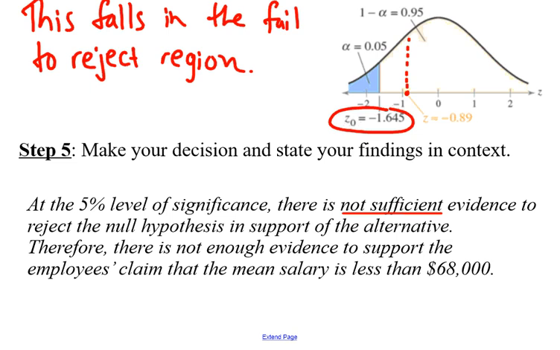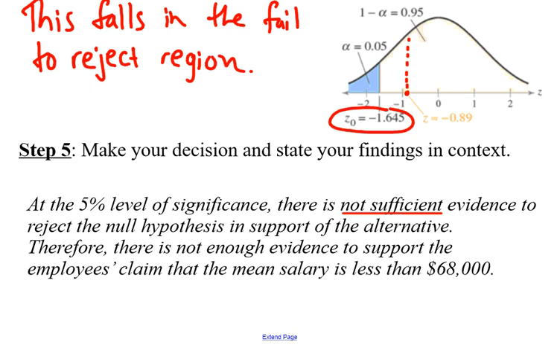which means we can state our summary as follows. At the 5% level of significance, there is not sufficient evidence to reject the null hypothesis. We did not fall in the rejection region. So there is not sufficient evidence against the null hypothesis in support of the alternative. Therefore, there is not enough evidence to support the employee's claim, which was the alternative, that the mean salary is less than $68,000. So it appears their claim is unsubstantiated. And that is how you use rejection regions. It's a similar process for all of them.